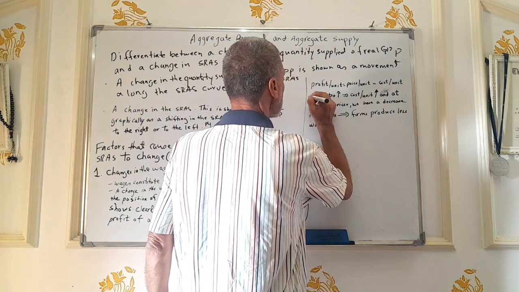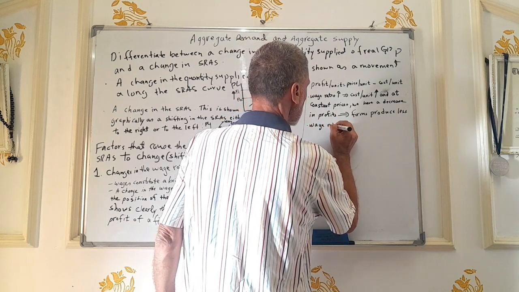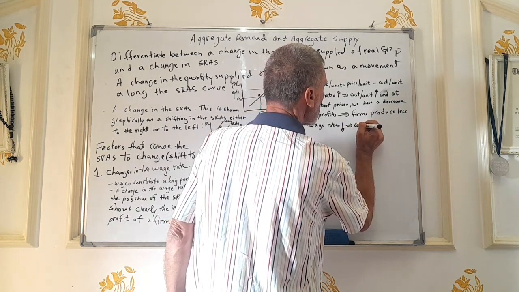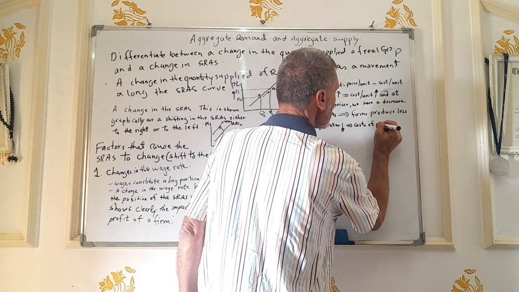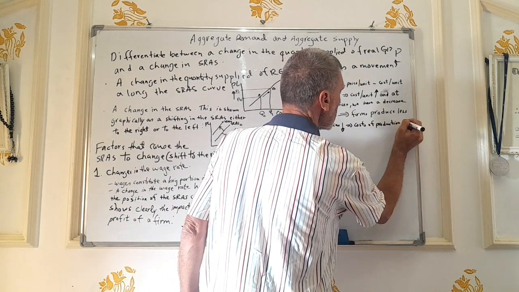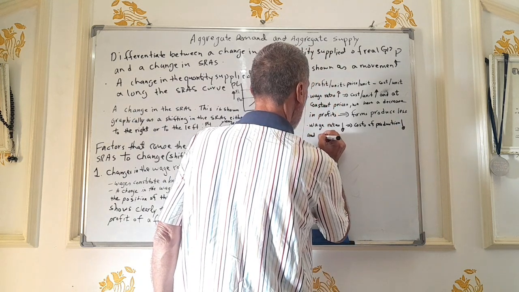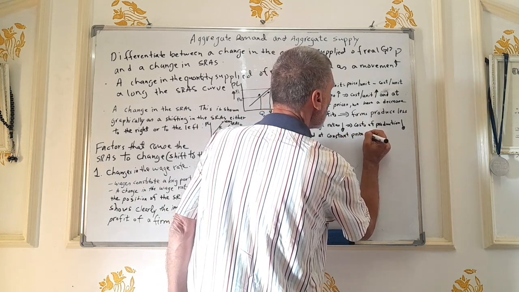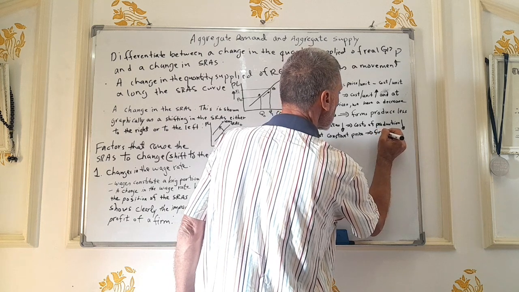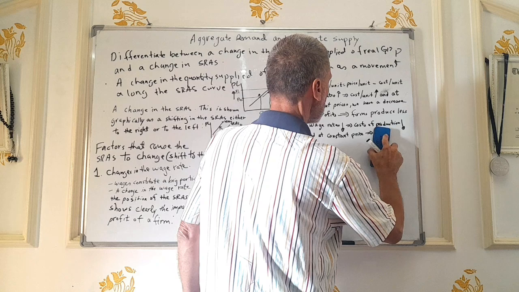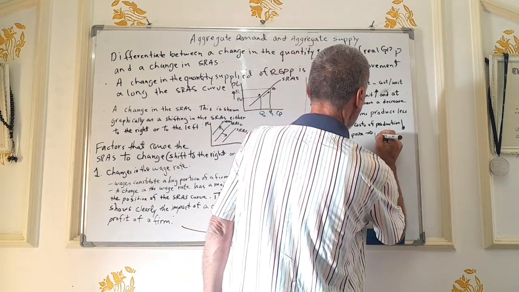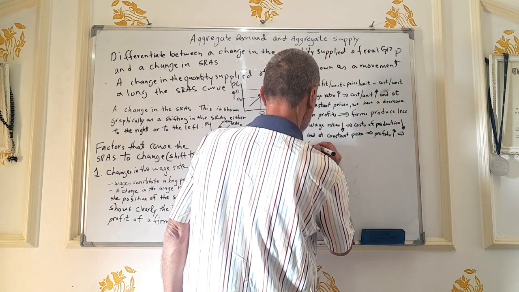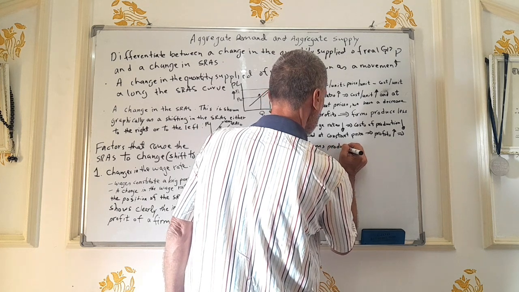Wage rate, of course, goes down. That implies the cost of production decreases, and at constant prices, this implies firms' profits increase, and this implies firms produce more.